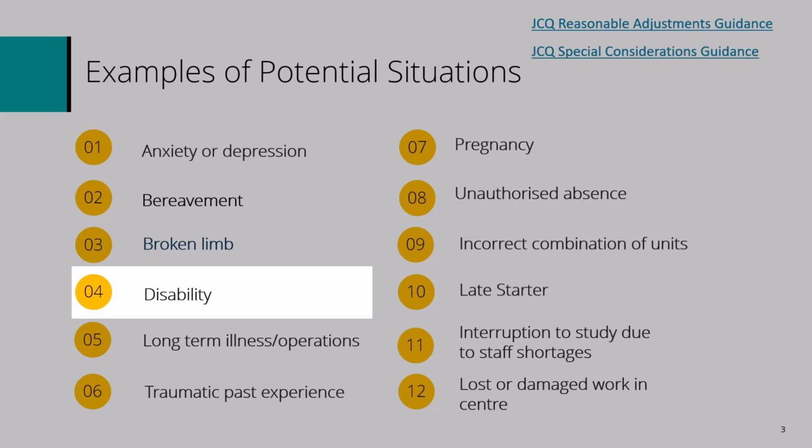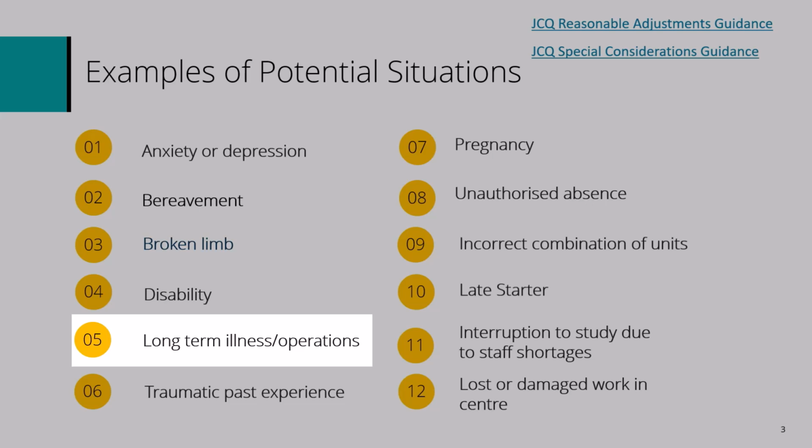Disability. For known disabilities, reasonable adjustments should be made from the start of the course and may require JCQ approved access arrangements that will then be taken in the form of their normal way of working. Long-term illness. Again, a possible extension, extending the completion date, or remote working could all be considered.